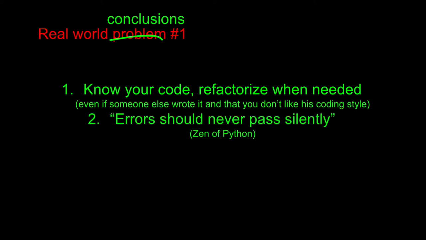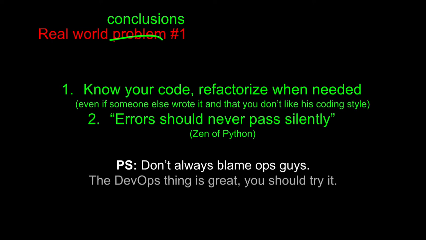Errors should never pass silently. That's from the Zen of Python. And yeah, don't always blame the ops guy. Sometimes it's easy to say, okay, that's not my fault, it might be another server thing. So that's why the DevOps thing is great. You can really understand what's happening on your server, even if you're just a developer at the origin. And the other way around is true, too.